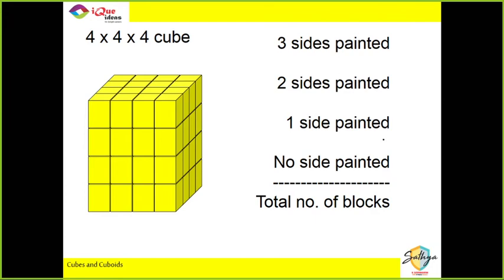Okay guys, so here we start with our standard procedure. 4 4s are 16, 16 4s are 64, and cut into 1 by 1 by 1. So obviously there are a total of 64 blocks. Now 1 2 3 4 5 6 7 and 1 hidden, 8. Right? So 3 sides painted will be 8. No doubt up to here. Did everybody get it so far?